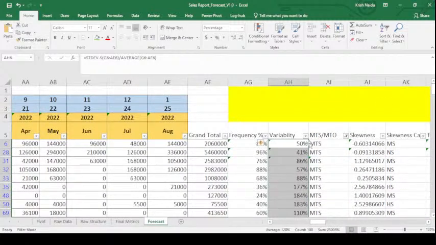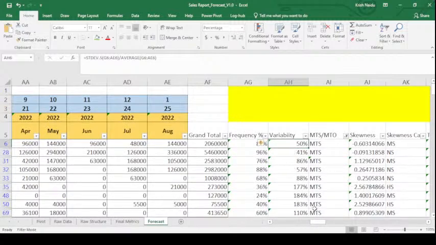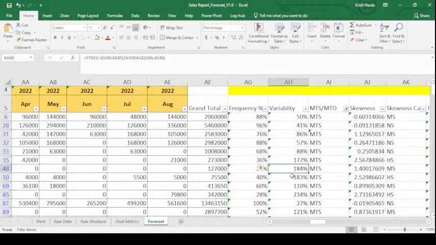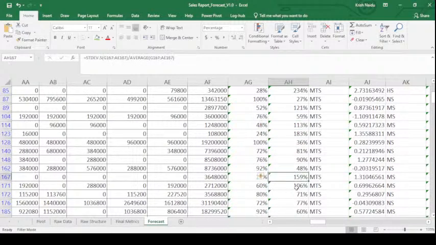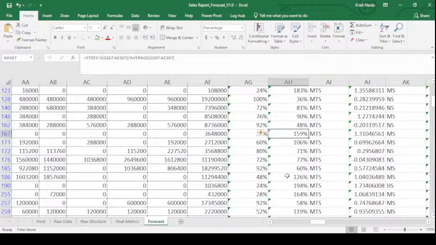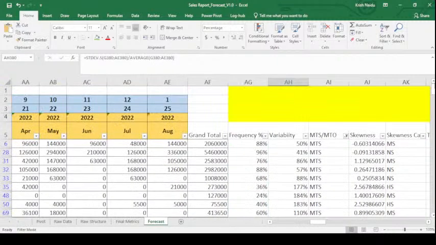If you look here, this 50% variability is good enough; I think we can go with the 50%. But 177%, 184%, and 234% are very high levels of variability. If we get this level of high variability inside the data, we have to put some extra effort into understanding the variability of the forecast, and then bring in solutions to actually reduce that variability.